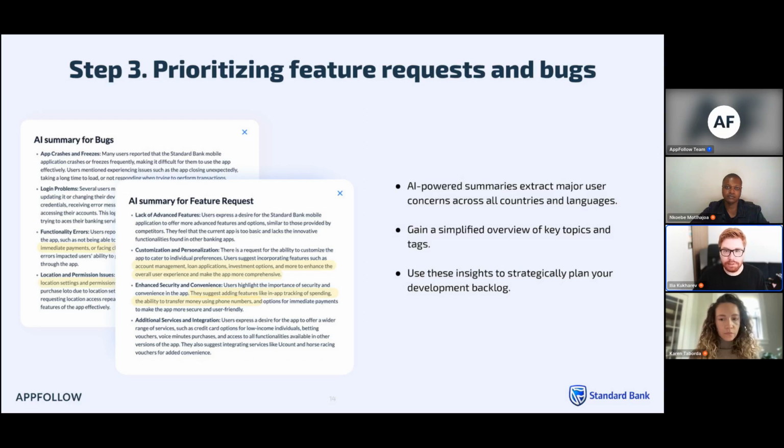The next step is prioritizing the feature requests. Customers, for example, are asking for spending trackers, investment options, transfer by phone numbers. This is a really great source of insights to enrich your backlog, to know what to work on next and what customers really expect from you. Focusing on the key requests and bug reports ensures that your resources align perfectly with customer needs, and that will help to enhance customer satisfaction and loyalty. So you're doing what they're asking for.